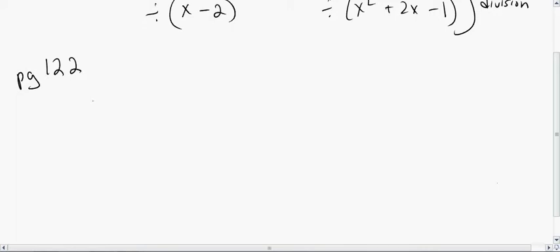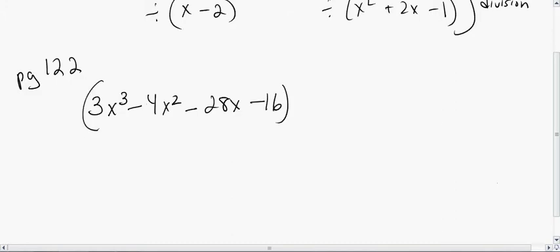All right, so I am going to take this polynomial, 3x cubed minus 4x squared minus 28x minus 16, and I'm going to divide that polynomial by x plus 2. And of course, you know how to do that with long division. This piece here goes outside the box. This piece here goes inside the box.